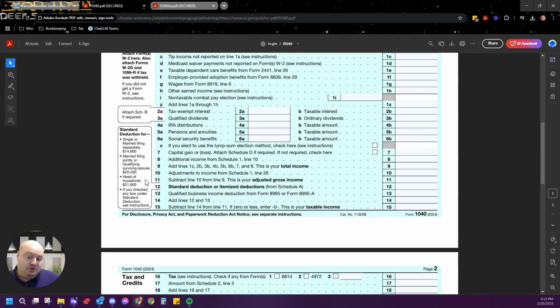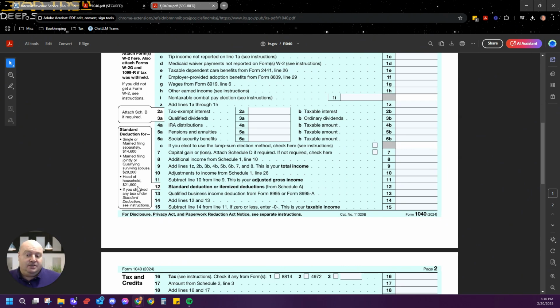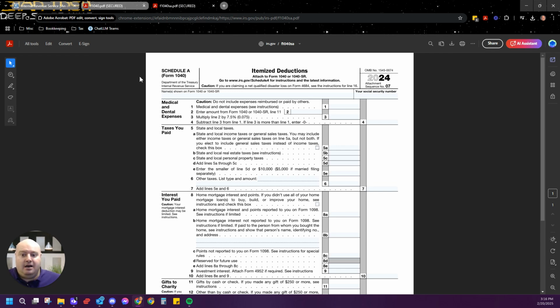And then we've got head of household. Head of household is $21,900. So if you qualify as head of household, which we will cover in a future video, you get a standard deduction of $21,900. So, now, what if you have deductions that exceed those amounts? Well, then that's when you would itemize your deductions with Schedule A. So, what is Schedule A? Schedule A is this thing right here.